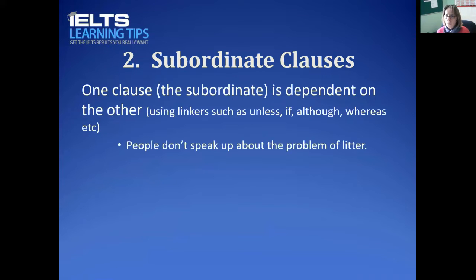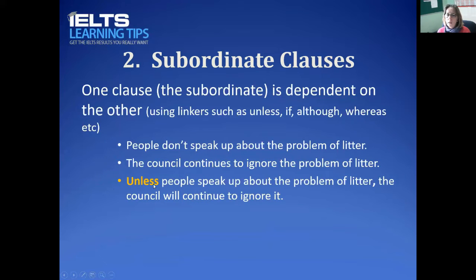So here's an example. People don't speak up about the problem of litter. The council continues to ignore the problem of litter. So what we're trying to get across here is that the reason that the council ignores the problem is because people are not speaking up. So we can use unless. Unless people speak up about the problem of litter, the council will continue to ignore it.